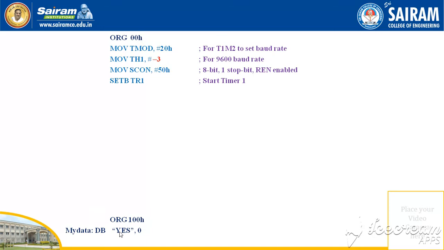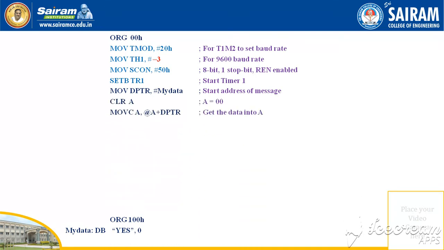That means at the first location, that is 100, the ASCII value of Y will be copied, and at the second location, 101, the ASCII value of E will be copied, like this. At last, the ASCII value of 0. Then we know how to get the character data from program memory. For that, DPTR should be loaded with the start address of the message. If you say MOV DPTR, #mydata, the start address of mydata, that is 100H, will be copied. Then clear A.